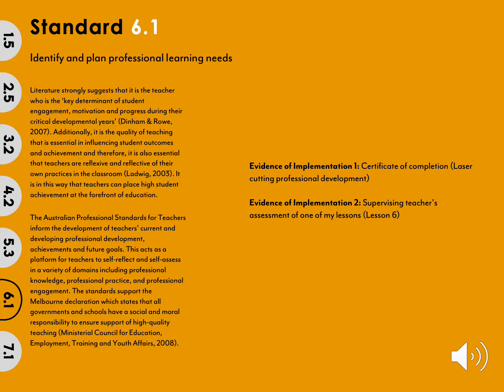In meeting standard 6.1, which talks about identifying and planning for professional learning needs, literature strongly suggests that it's the teacher who's the key determinant of student engagement, motivation, and progress during their critical development years. It is the quality of teaching that is essential in influencing student outcomes and achievement. Therefore, it's also essential that teachers are reflexive and reflective of their own practices in the classroom.